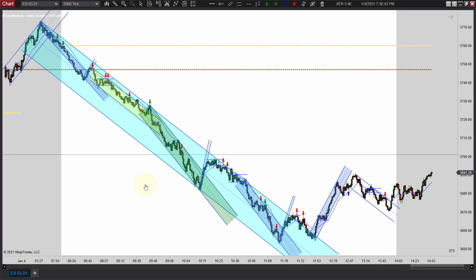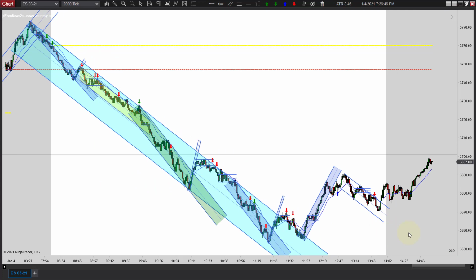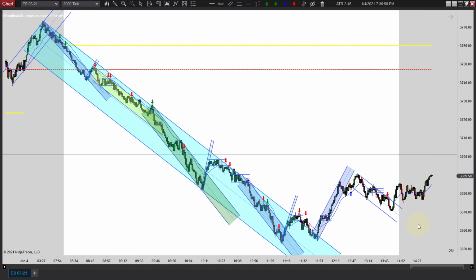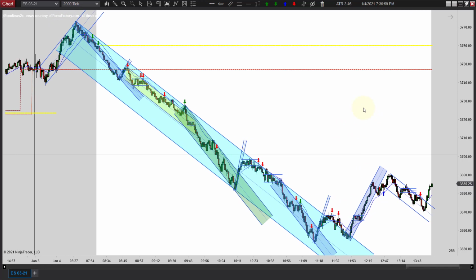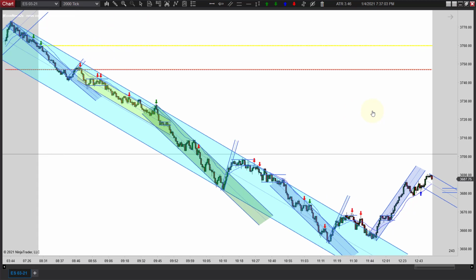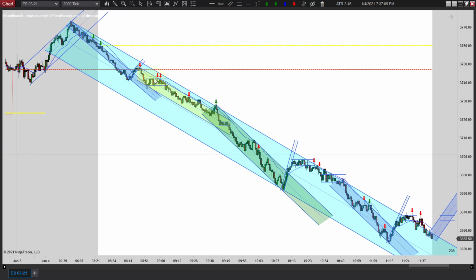But anyway, let me back out. You can see the big picture. It was all downhill until we rallied a little bit into the close. That was a really big move down, that's over 100 points. So yeah, really big move, 120 points or so. So maybe the volatility is back. It certainly looks like it, but this is definitely a strong downtrend.